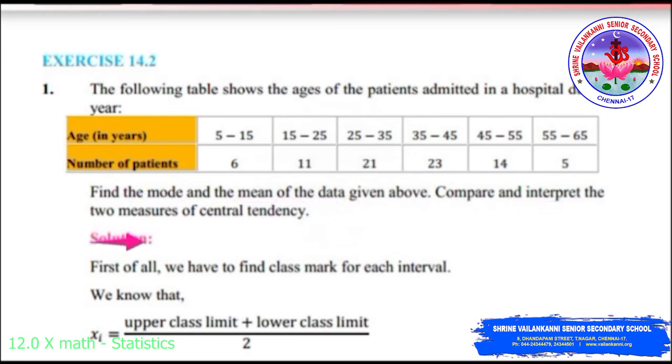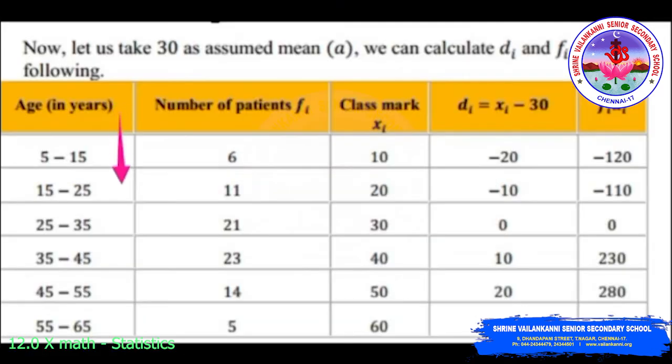Now coming to the solution, first of all we need to find the class mark for each interval. We know that class mark is equal to (upper class limit plus lower class limit) by 2. Writing the class intervals in a column as 5 to 15, 15 to 25, 25 to 35, 35 to 45, 45 to 55 and 55 to 65, and frequency as a second column: 6, 11, 21, 23, 14 and 5.